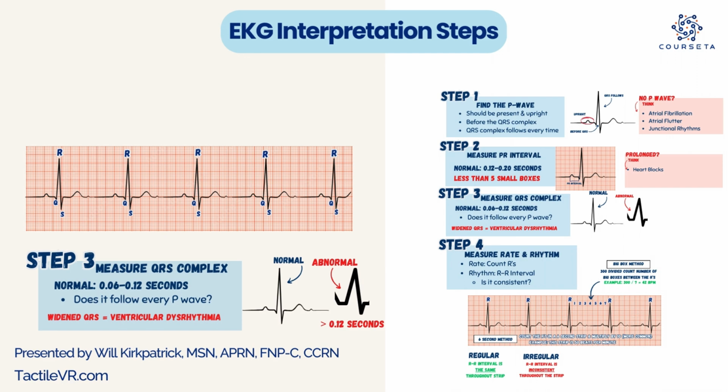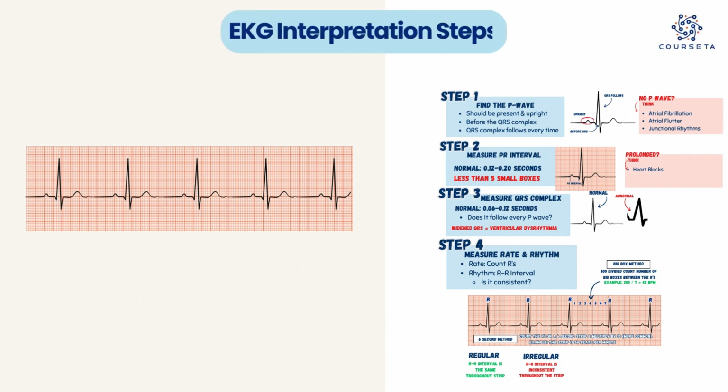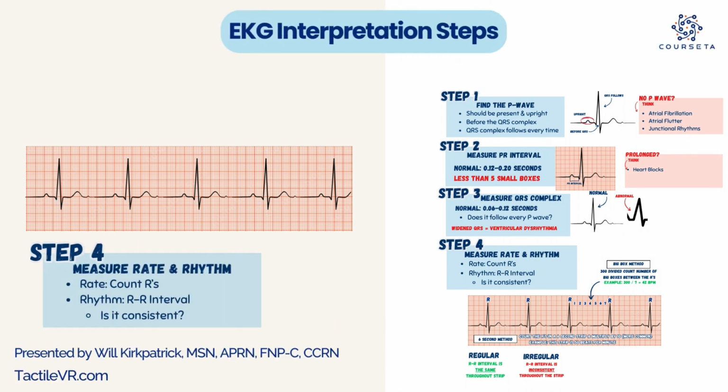Now, once again, the EKG rhythms come in pairs, so the QRS complex should always be following the P wave, so make sure you look at that as well. Now, step number 4, this is the step that gets most nursing students kind of confused, is how to actually measure what the rate is. We want to measure the rate in the rhythm.